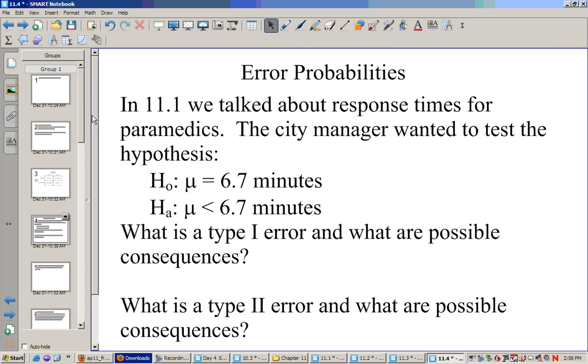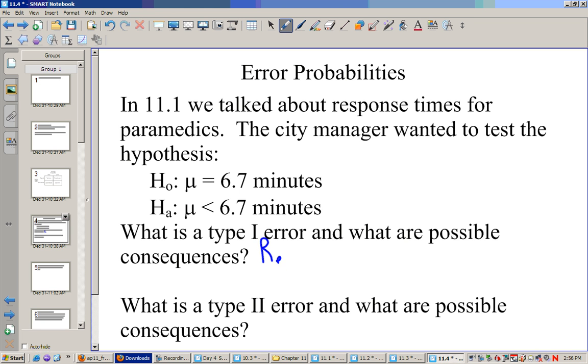In 11.1, we talked about the response time for paramedics. The city manager wants to test this hypothesis. The null is mu equals 6.7 minutes, and the alternative hypothesis is that mu is less than 6.7 minutes. What is the type 1 error, and what are the possible consequences? So our type 1 error is we reject the null, but the null is actually true.